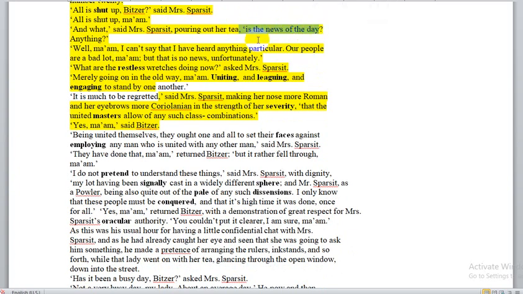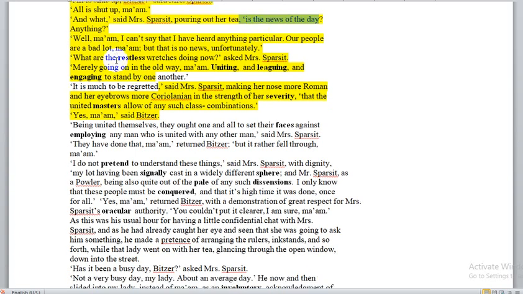So she is asking him about the news. He seems to be just like an informant, a spy, a person who tries to feed Sparsit's curiosities, feed her with the details she needs.